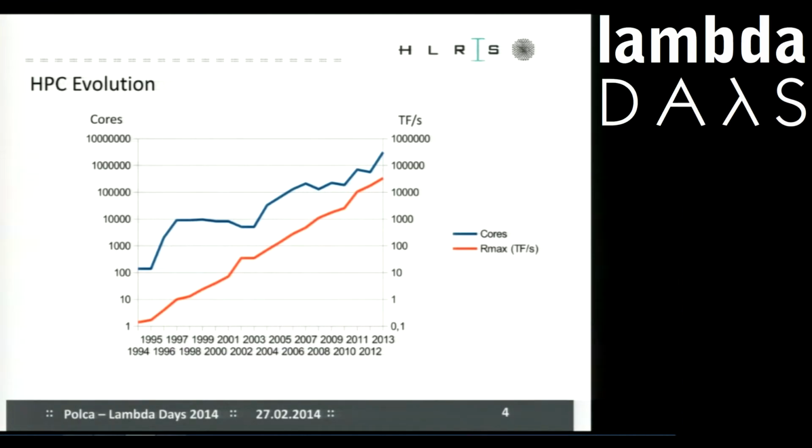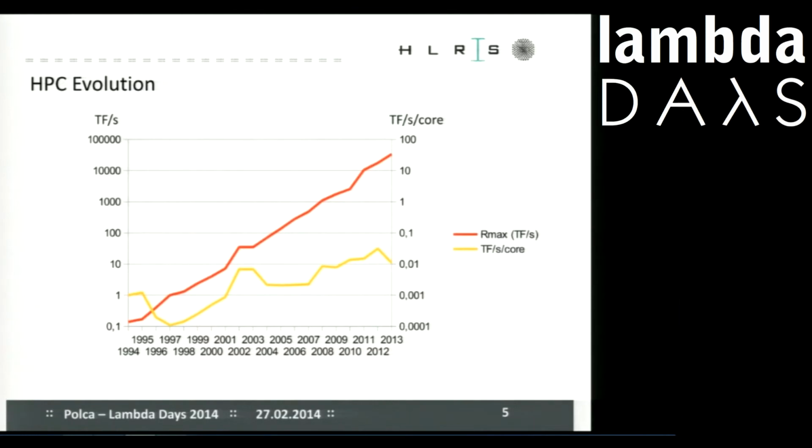This graph is similar, but I replaced one of the axes, the number of cores, with how much performance a core has. As you can see, it didn't change much. Sometimes it even goes down, because it's easier to build a machine with smaller cores and just put a lot more of them. But this is not usually good, and we will see a bit later why.